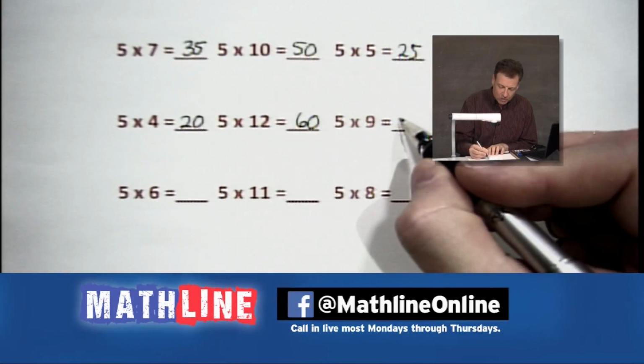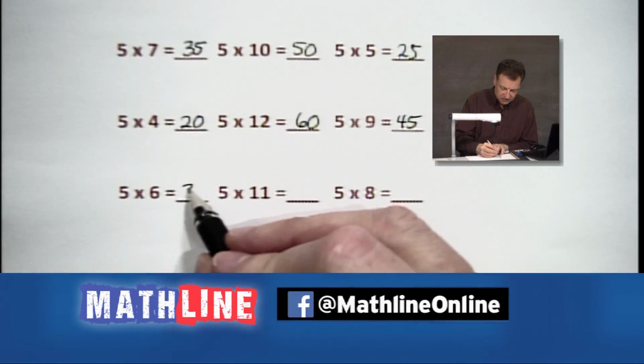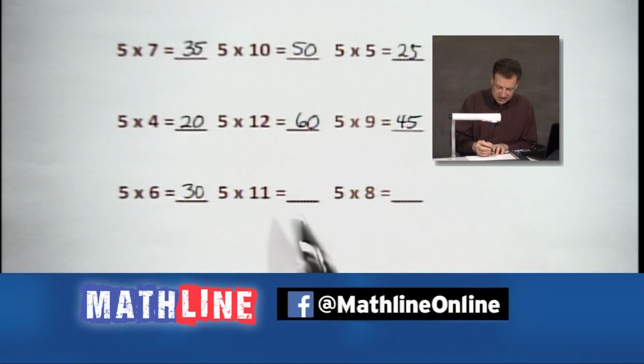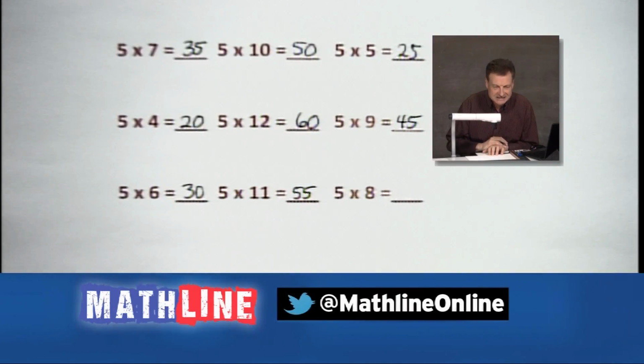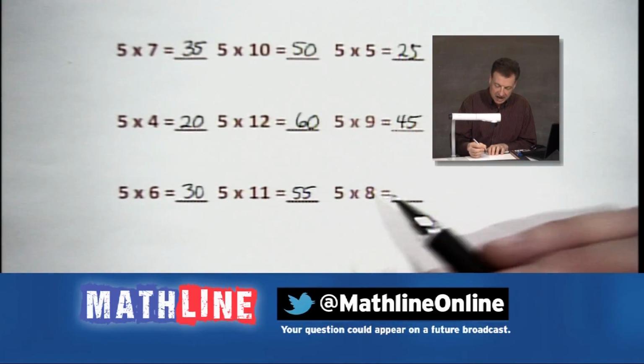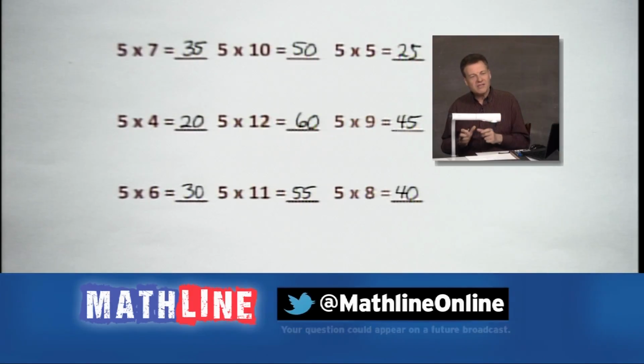5 times 9, go with it, 45. 5 times 6, give you a big 30. 5 times 11, double nickel. How about it? 5, 5, 55, yes. And then 5 times 8, we're wrapping up on this list. Go with 40. Take a quick check on that.